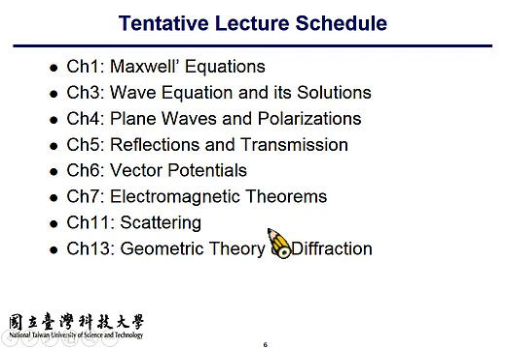And here is the lecture schedule. We will cover 8 chapters from the textbook, beginning from Maxwell equations, chapter 1. Chapter 3 is wave equations and solutions, chapter 4 is plane waves and polarization properties, and chapter 5 is what happens at the material interface, that is, the reflection and transmission phenomena. In chapter 6, we will introduce the concept of vector potentials, and in chapter 7, we will cover several important electromagnetic theories. And in chapter 11, we will discuss scattering, which is one important phenomenon that you observe for wave propagation.